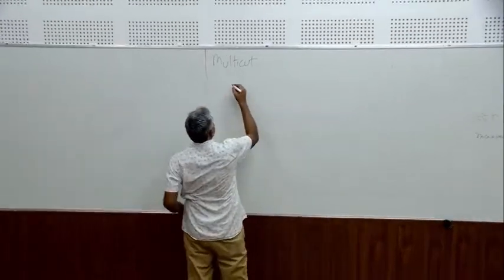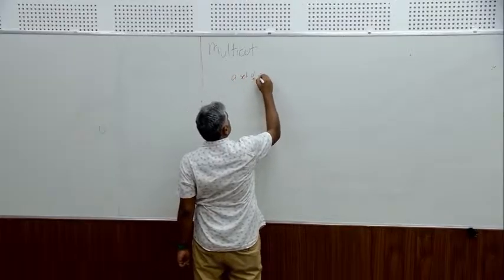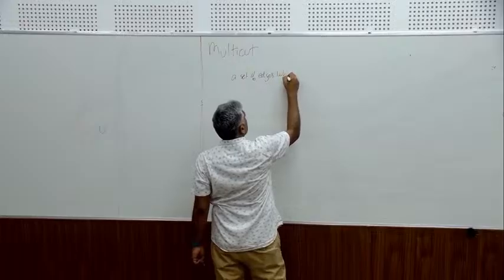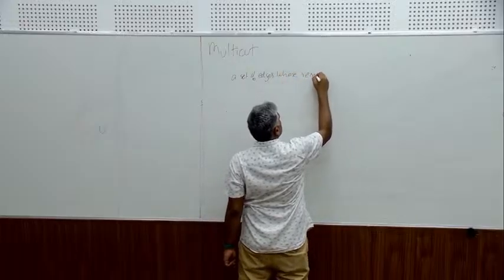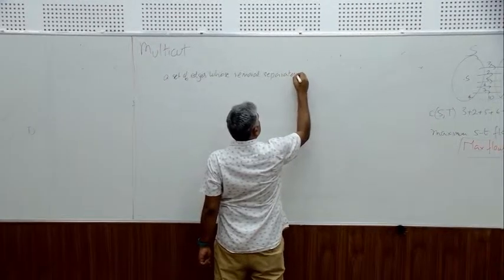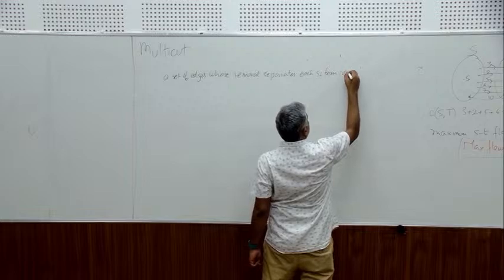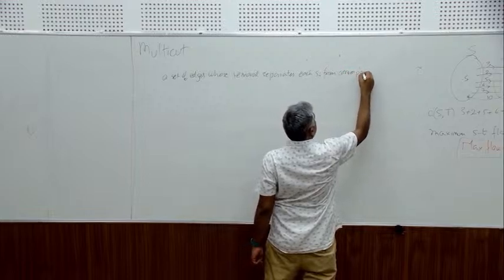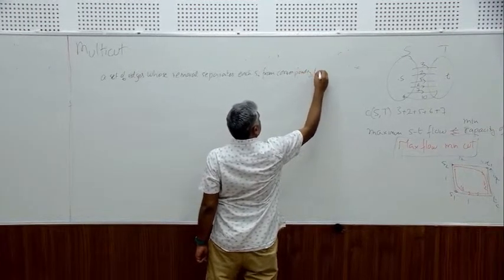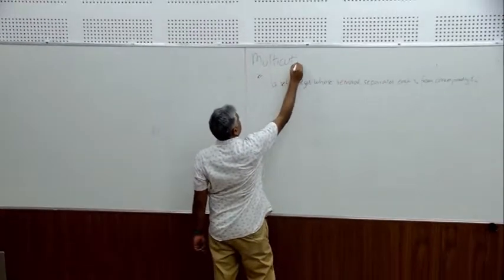Okay, so what's a set of edges whose removal separates each SI from the corresponding TI? That we'll call a multi-cut. That's a multi-cut.